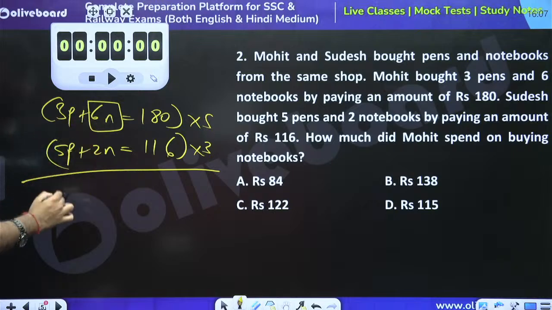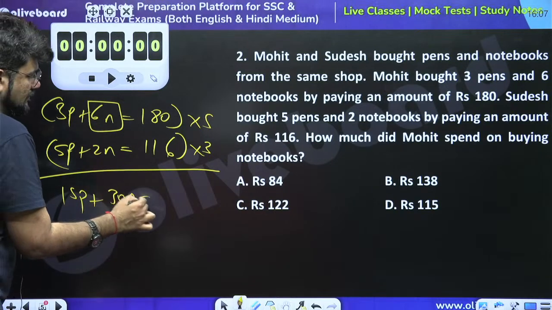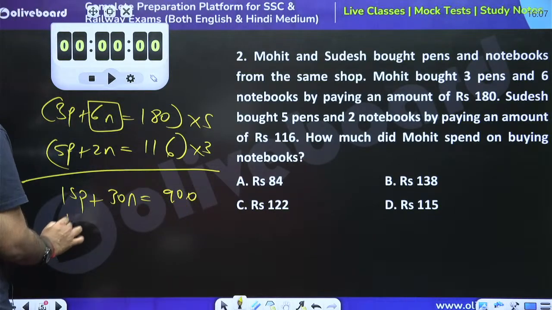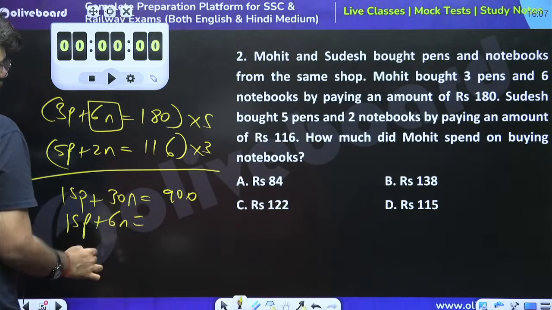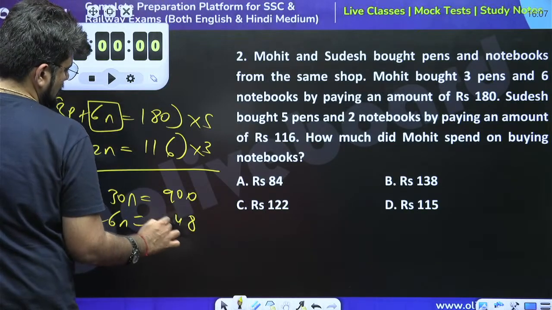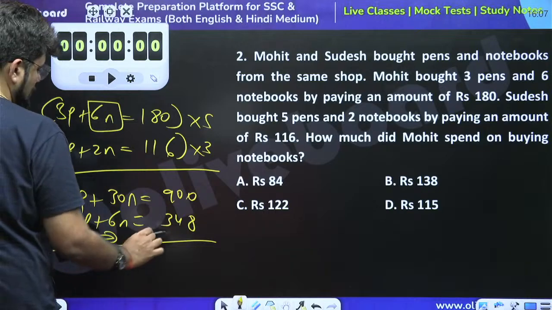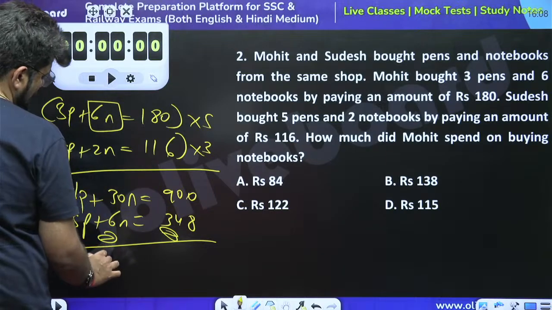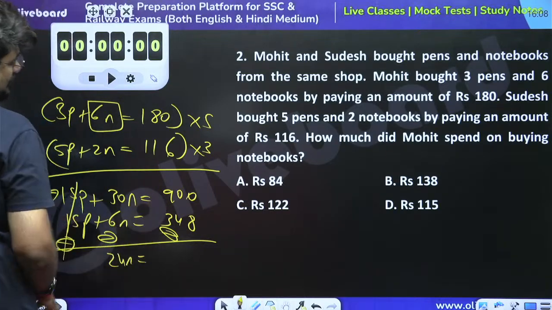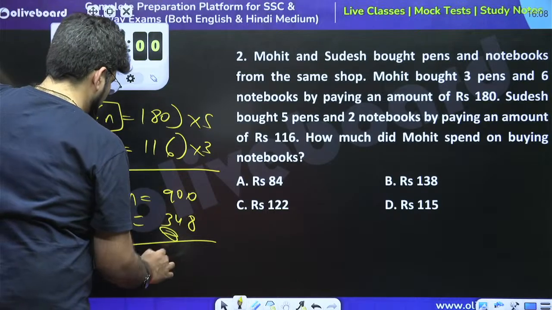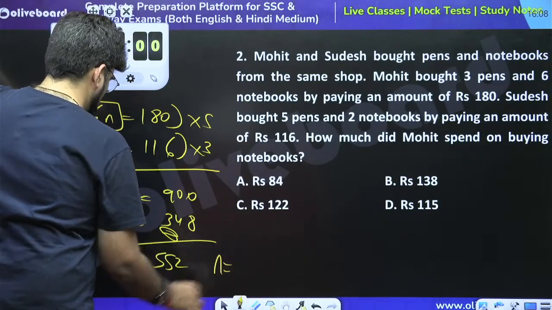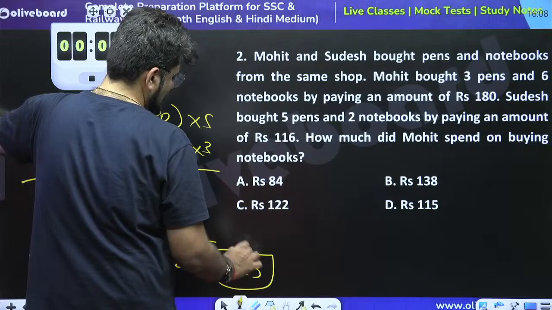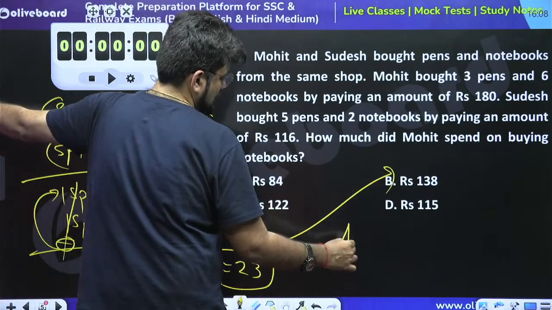So we'll get 15p plus 30n is equal to 900, and 15p plus 6n is equal to 348. Subtract. So 15p is cancelled. 30 minus 6 is 24n, and 900 minus 348 is 552. So n comes out to be 23, right? And they are asking you what is the value of 6n. It's 138. Option B is the right answer.